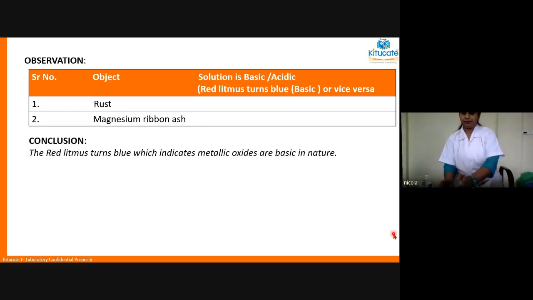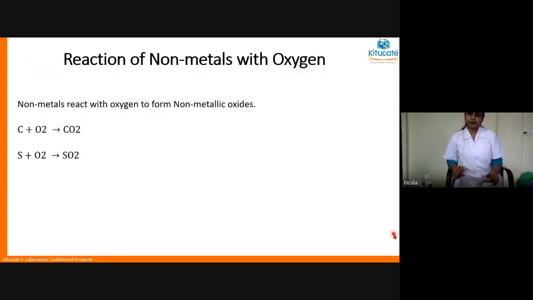All right, we'll move on to the next slide. Okay, what happens to non-metals with oxygen? Very few non-metals react with oxygen, okay? Like we know that carbon reacts with oxygen to form carbon dioxide. In the same way, sulfur also reacts with oxygen to form sulfur dioxide.